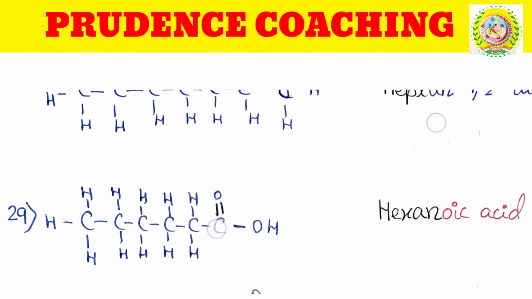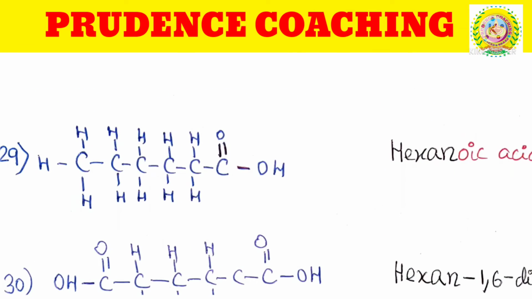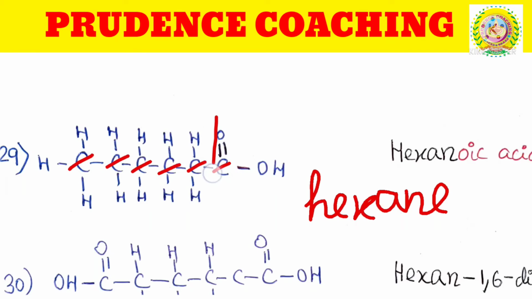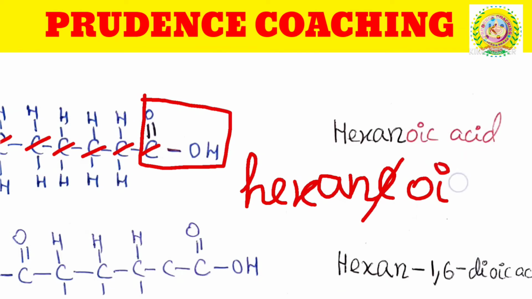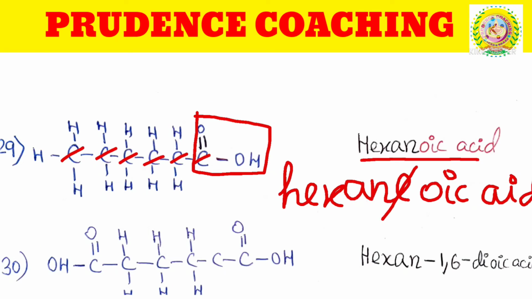Now let us move on to the next one, that is 29. So here, as you can see, we have 1, 2, 3, 4, 5, 6, 6 carbons, that means here you will get hex. Now in between carbons we have single covalent bonds, so ANE, hexane. But here we have the functional group, that is carboxylic acid. So you need to remove this E and you need to write oic acid. Always remember that carboxylic acids are always at the ending or terminating carbon. So you will get the answer as hexanoic acid.